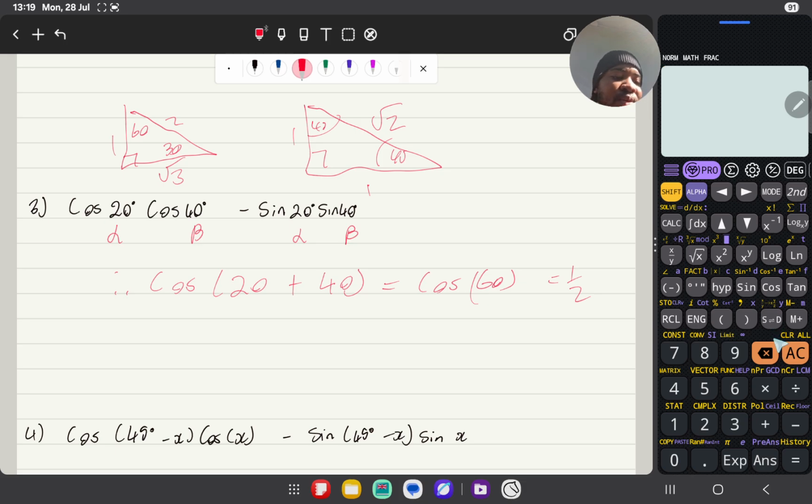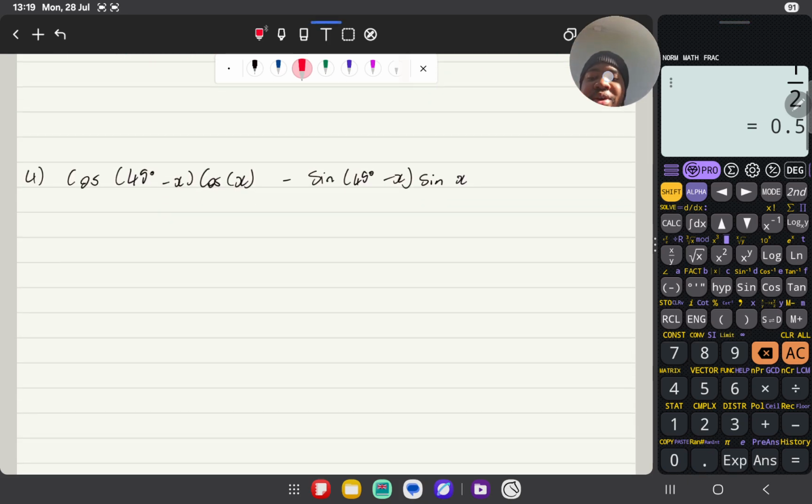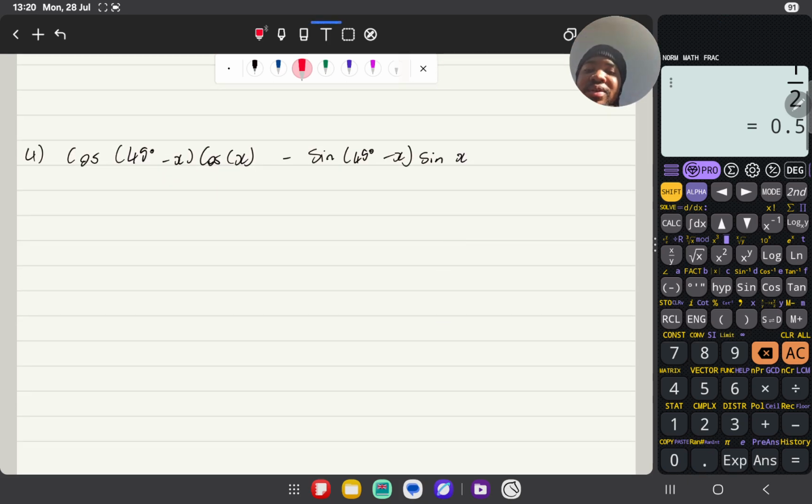We test it out. Give me cos 20 multiplied by cos 40 minus sine 20 multiplied by sine 40, and you get 1 over 2, 0.5. You see, so cool stuff.